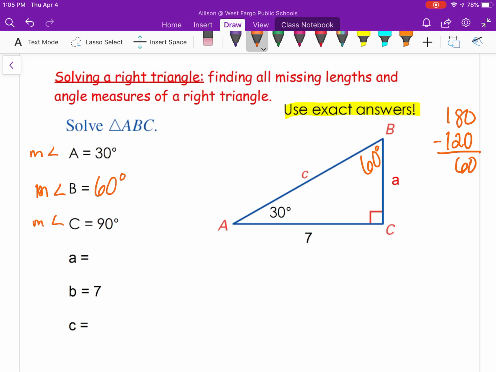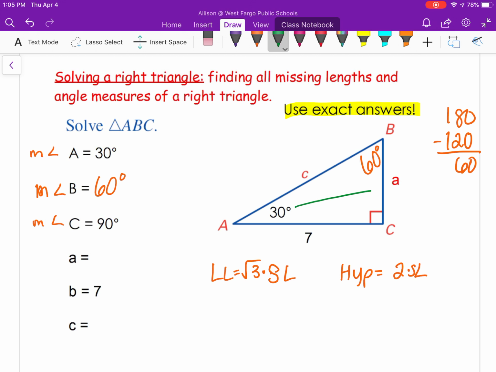So now I have a special right triangle. So I could use my SOHCAHTOA to find the side lengths of A and C, but it would give me decimal answers, and I wanted you to give me exact answers. So we're going to use the special right triangle ratios to find it. So again, we have two formulas for a 30, 60, 90. We have that the long leg equals the square root of 3 times the short leg, or we have the hypotenuse equals 2 times the short leg.